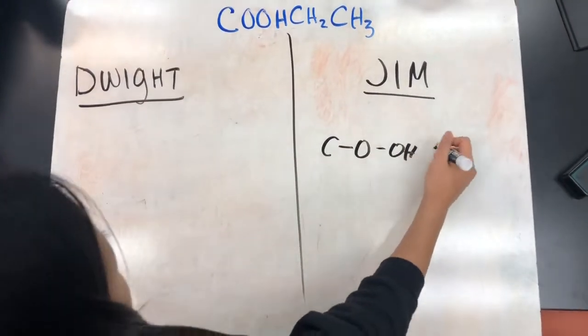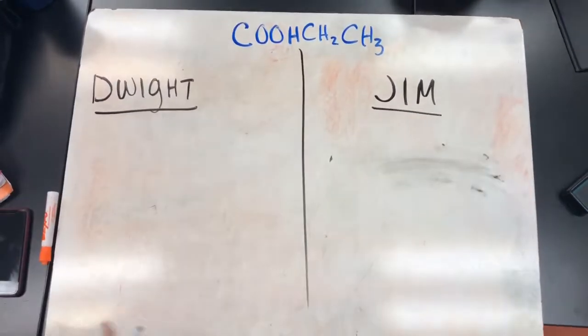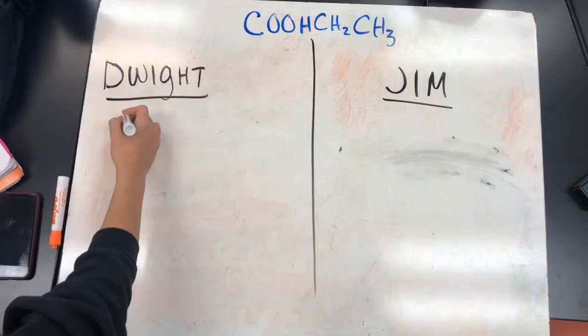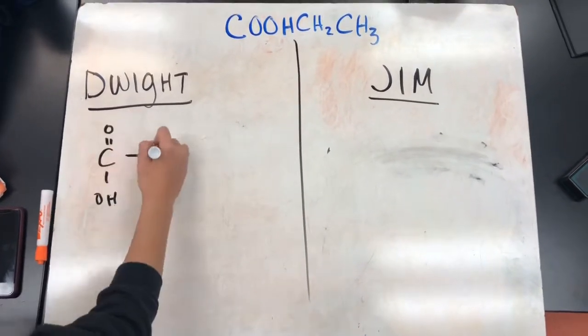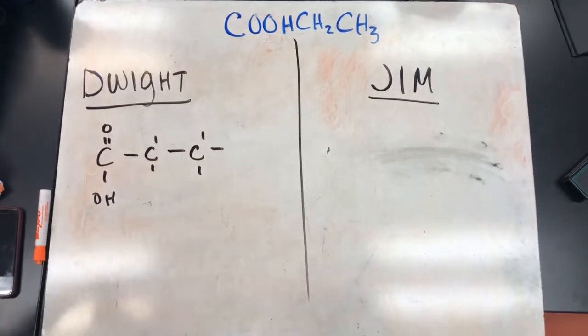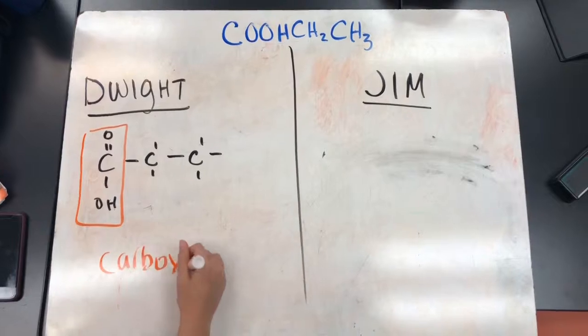Here's the first compound we have. The first thing we should do to see which functional group is in this compound is draw it out. Jim drew it wrong, while Dwight drew it correctly. The box area shows the functional group. A carbon with an oxygen double bonded and a hydroxyl is a carboxylic acid. Dwight wins this round.